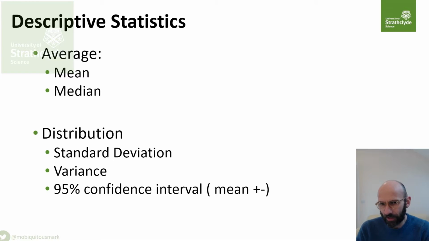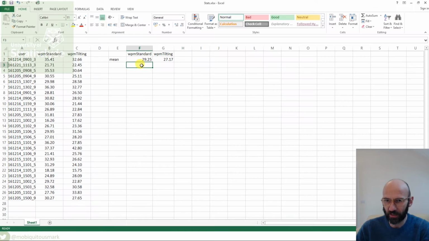You also need a measure of how spread the data is. The mean tells you one thing. So here we've got a mean, and my mean is actually saying we had a mean speed of 29 for the standard keyboard and 27 for the tilting keyboard. That doesn't look good for my tilting keyboard. People were faster with the standard one. That's not looking good. But is it actually different? Well, that's higher than that. So yeah, this is better than that.